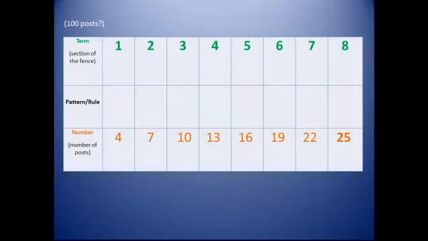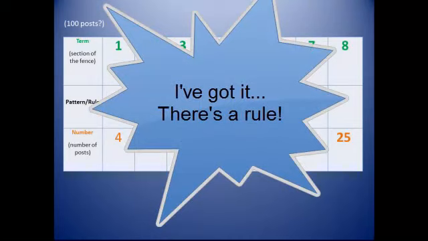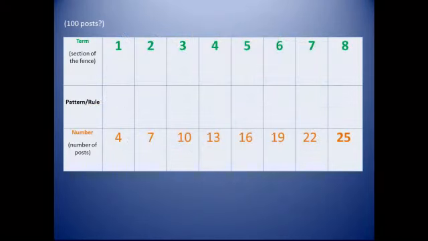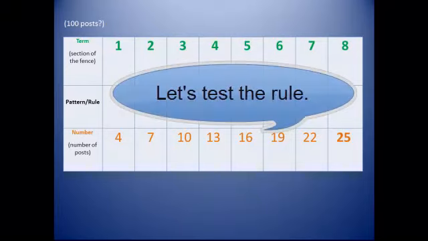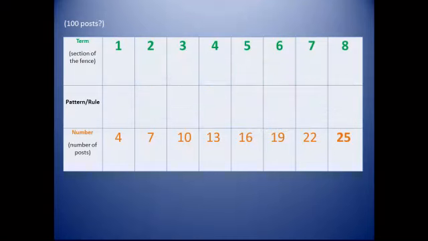He could see the relationship between the term and the number of posts being used. At first the pattern was add 3, but he identified a rule that could allow him to calculate a larger term without having to continuously add the numbers. He identified that if he multiplied the term by 3 and then added 1, he could calculate the number of posts per section. He tested the rule with all the terms to ensure that each answer came to the number in the last row of the table of values.